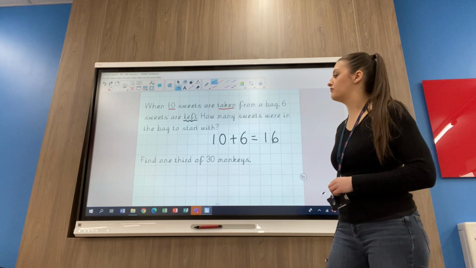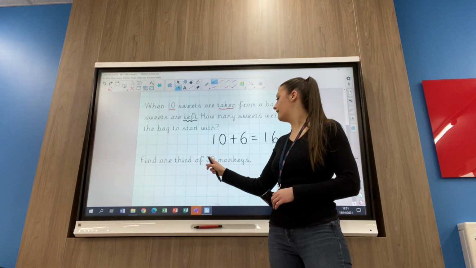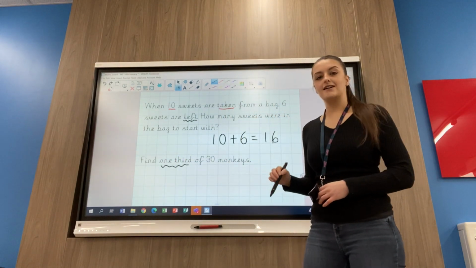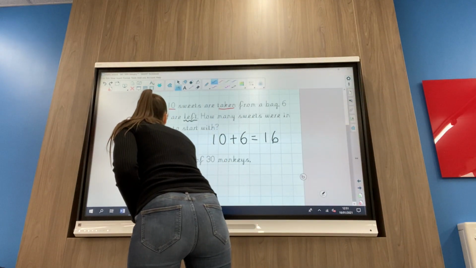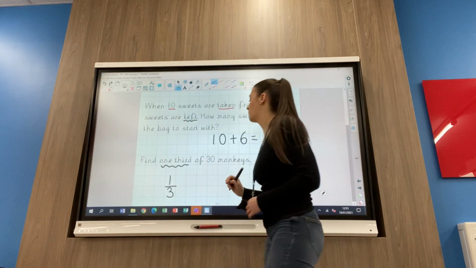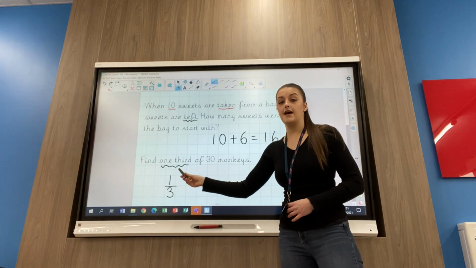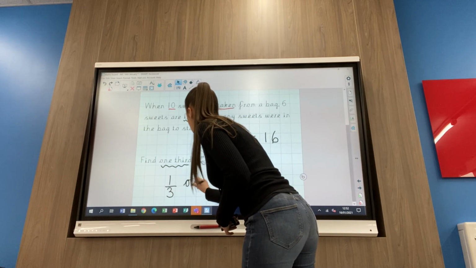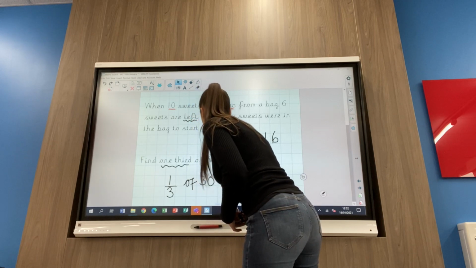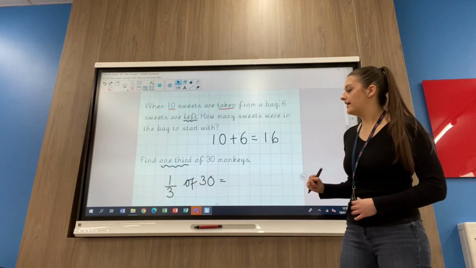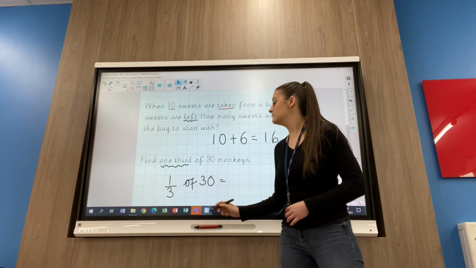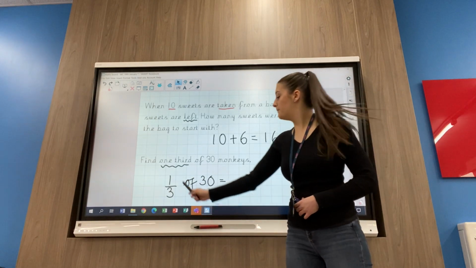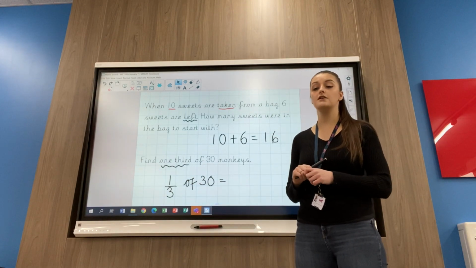Right, another similar question you've got is find 1/3 of 30 monkeys, okay? Now 1/3, that's a fraction and we write it as 1/3, okay? 1 as my numerator and 3 as my denominator. So 1/3 of 30. So it's a fraction of an amount. Now a really quick way to work out our fraction of our amount is to divide our number by the denominator, because our denominator, the bottom number of our fraction, is asking us to divide.